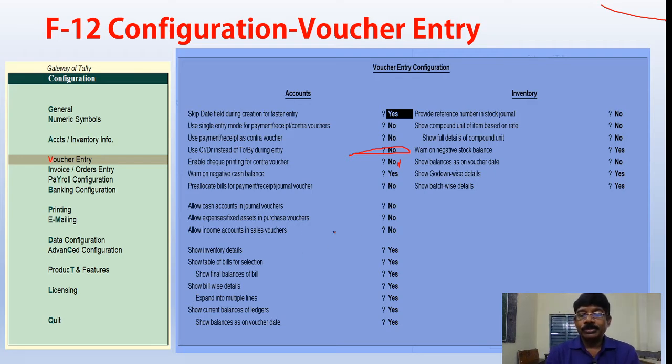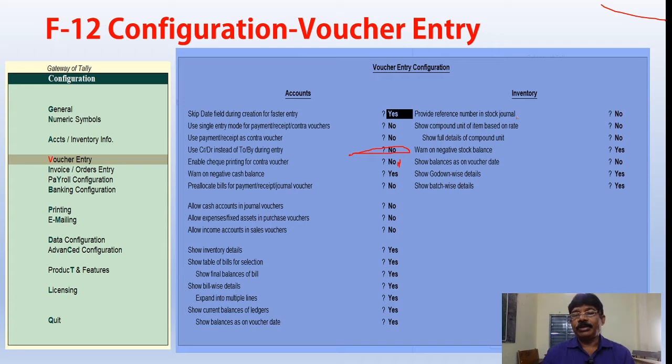Allow income accounts in sales vouchers, show inventory details, show table of bills of selection, show bill-wise details, and show current balance of ledgers. All these can be enabled here. These are all our accounts related ones. Then coming to the inventory related ones.